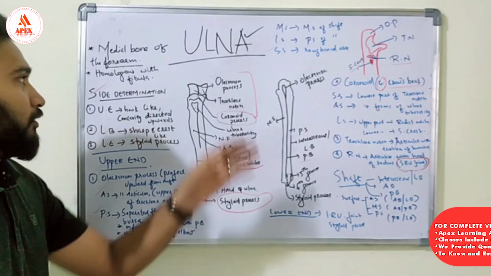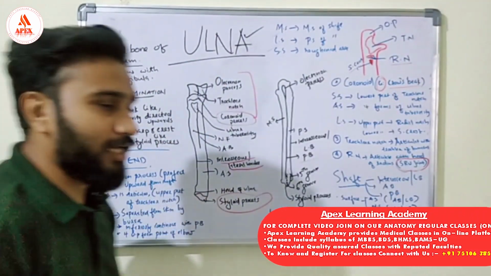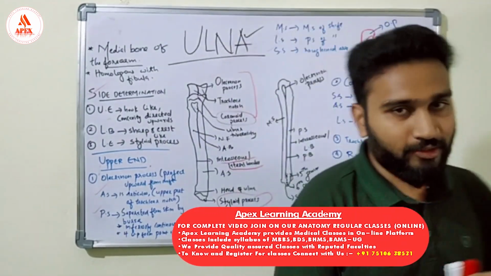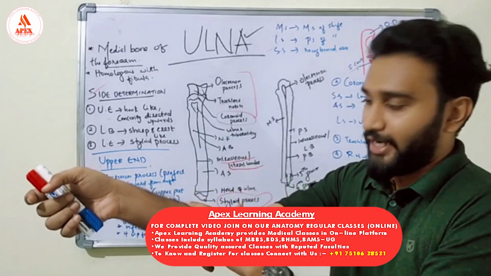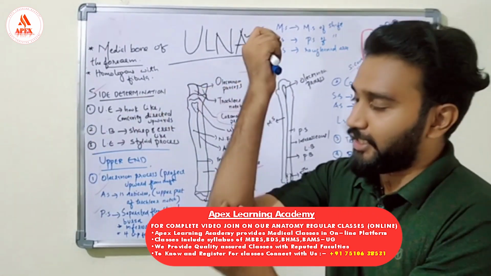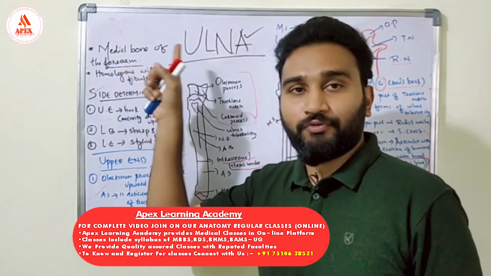In this session, we are discussing the bone ulna. We know that ulna is the medial bone of the forearm. The lateral bone, we discussed in the last class, that is radius. This is the lateral bone, that is radius. Just opposite to this, here we have the medial bone. So ulna is the medial bone of the forearm.